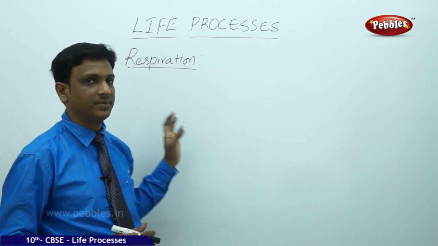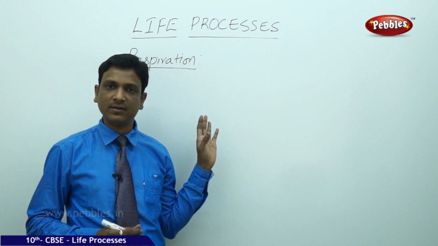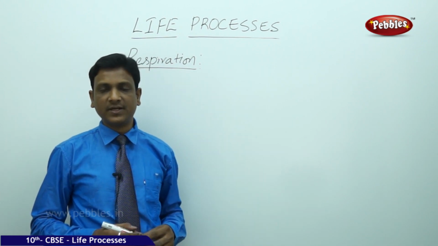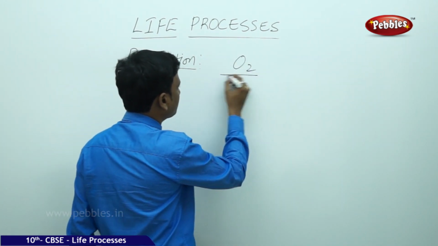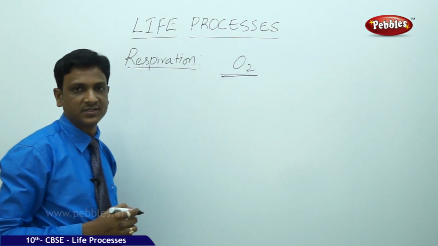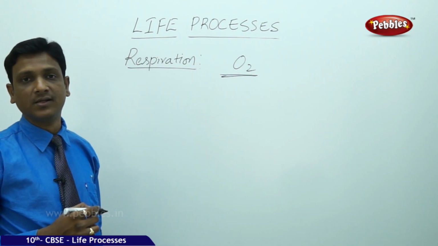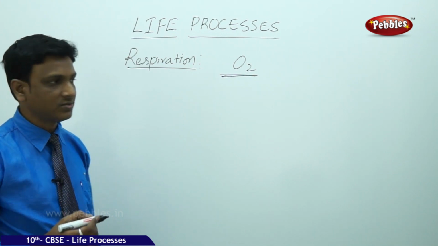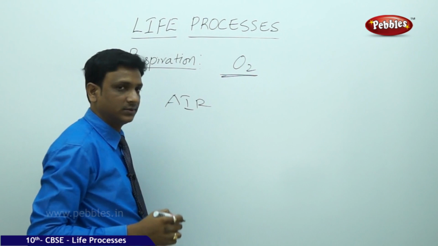So we have seen cellular respiration, in which energy is released from molecules like glucose. But aerobic respiration requires oxygen and takes place only in the presence of oxygen. How do aerobic organisms get the oxygen? Where is it present? Oxygen is present in the air as well as in the water.